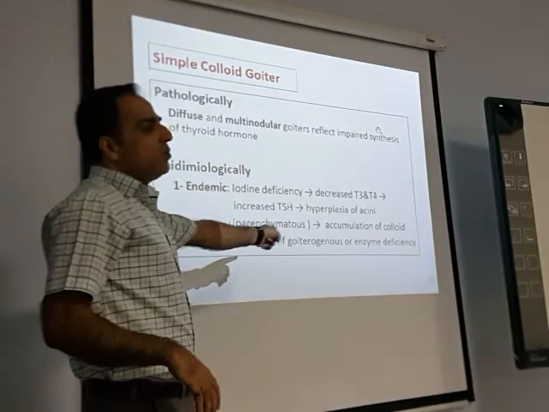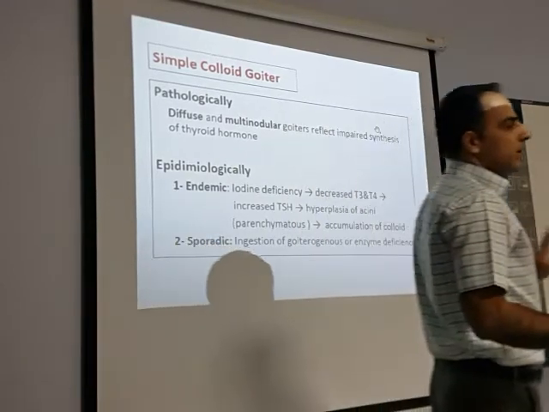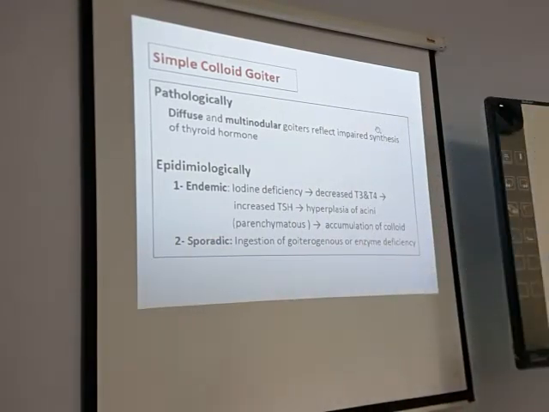And sporadic is due to goitrogenic substances or enzyme deficiency. If it is occurring somewhere in a locality, only 1% or 2% affected, it may be due to some enzymatic deficiency, like congenital enzyme deficiency, or due to eating goitrogenic substances, like the vegetables of the cruciferous family. So it can occur because of that.